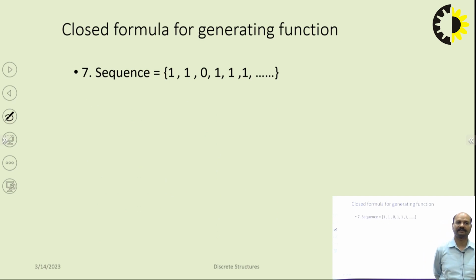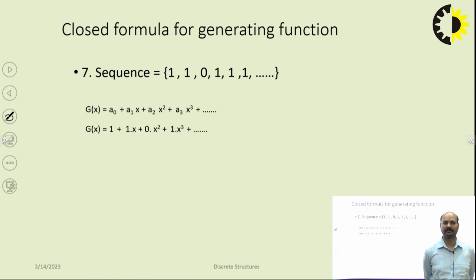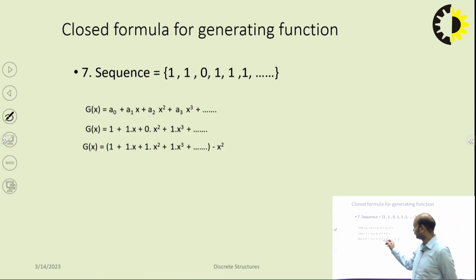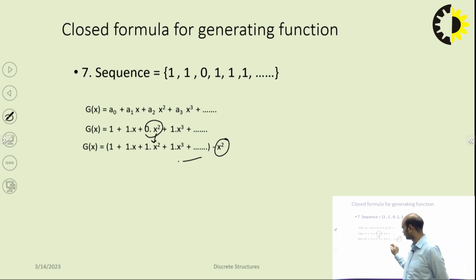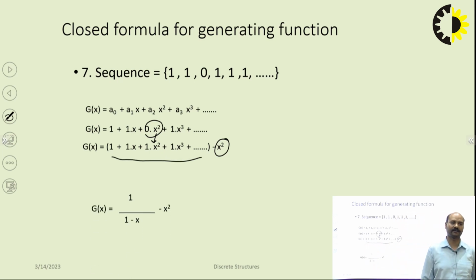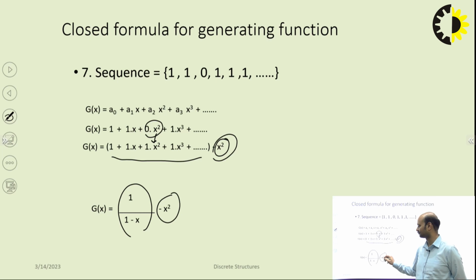What will happen if our sequence is 1, 1, 0, 1, 1? Then for any particular term, whether a2, a3 or a4, whatever the value of the coefficient, that coefficient is just 0. Then 0x^2. So we can write this function by adding 1·x^2 and subtracting 1·x^2. So this series has the generating closed formula 1 upon 1 - x, and the remaining term here is minus x^2.